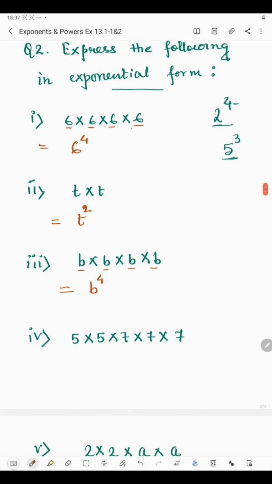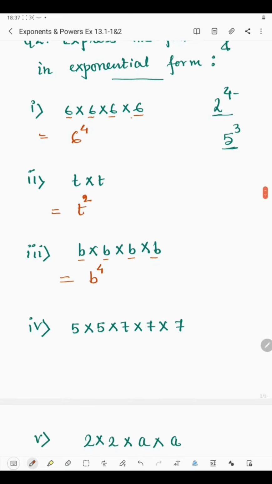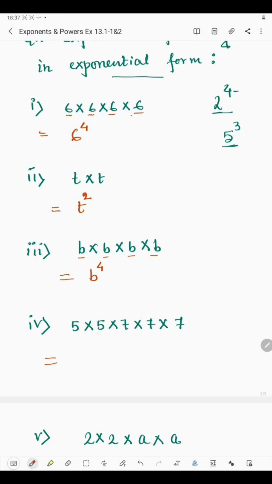Now in the fourth part we have 5 multiplied by 5 multiplied by 7 multiplied by 7 multiplied by 7. Here we can see that there are two different bases. One is 5, another is 7, right? Now 5 is repeated twice, so 5 will be the base and the power of 5 will be 2. Now 7 is repeated thrice, meaning 3 times, so 7 is raised to the power 3. So it is 5 square multiplied by 7 cube.